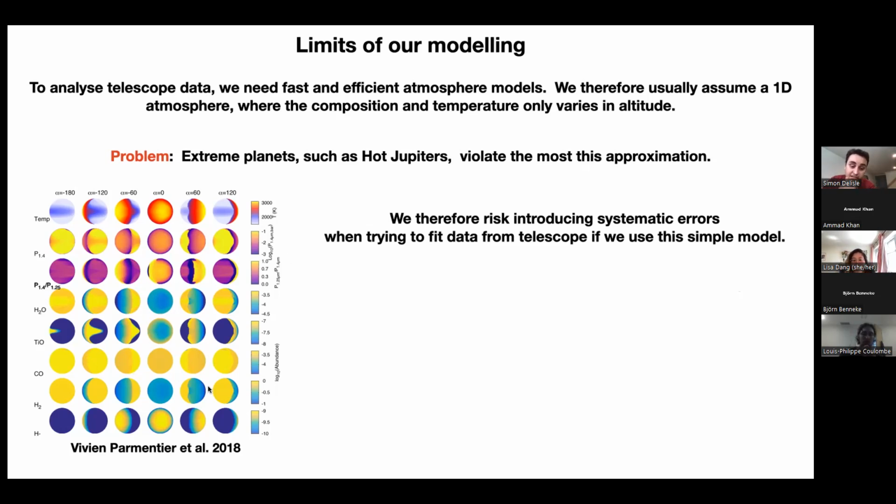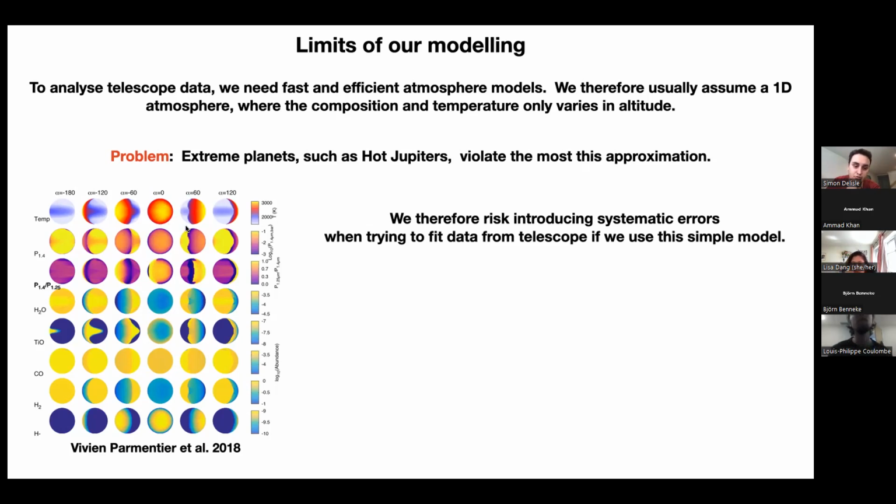So here I have a GCM. A GCM is basically a physics simulation of a planet, which is really complete, and it gives you basically the temperature and the composition of that planet for every point in its atmosphere. And this is for WASP 121b, done by Vivian Parmentier. And what we can see here is the phase. At alpha equals 0, this is basically the day side. We can see that the day side is really, really hot. The night side is really, really cold.